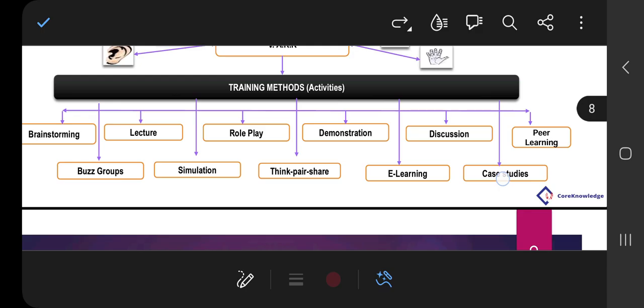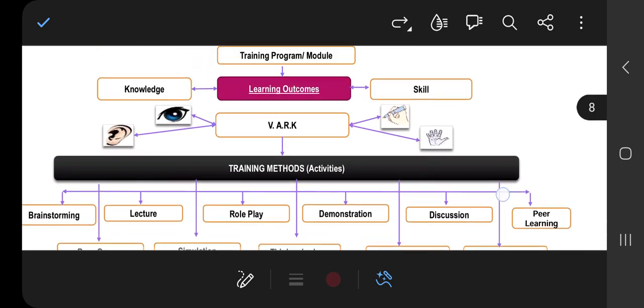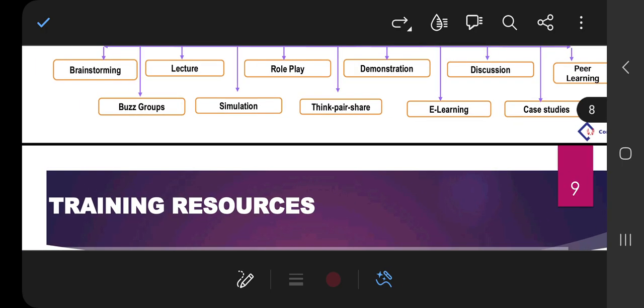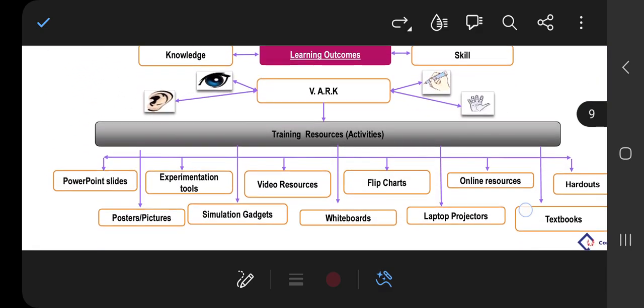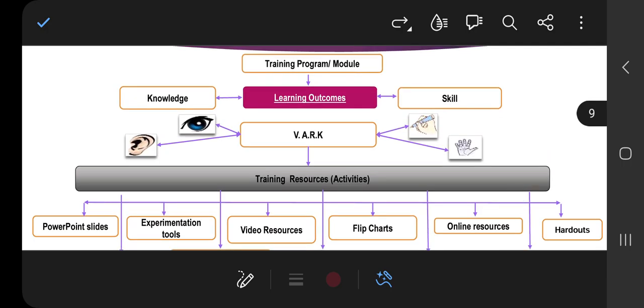All right, so this is why you may not see much difference between training methods and assessment method. The bottom line is to ensure that they connect with the learning outcome, as we can see here. All right, so these are some of the important things. Now when we dive into the resources, this is more like the hardware. Remember, methods are more like the software, the activities, the processes, right? But when you look at the hardware, these are the resources.